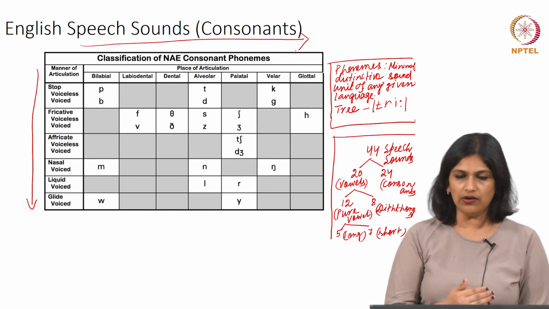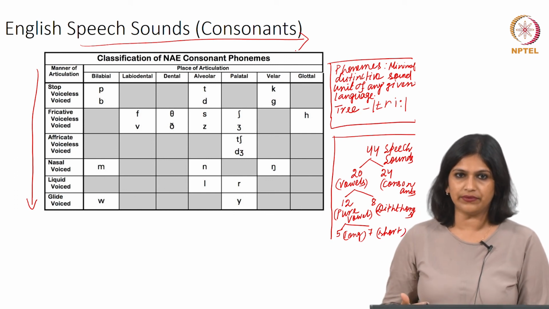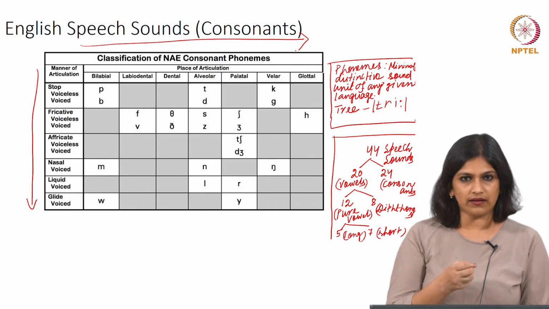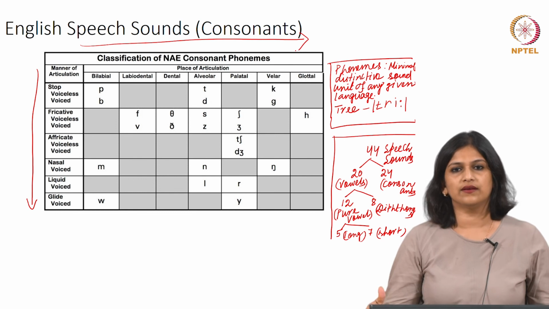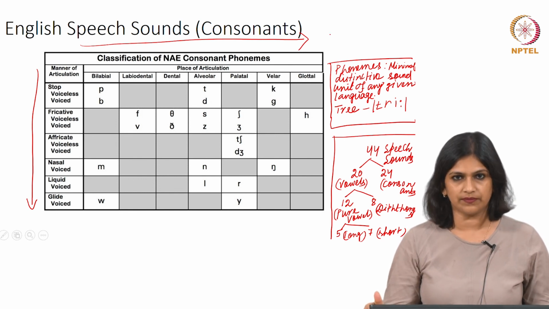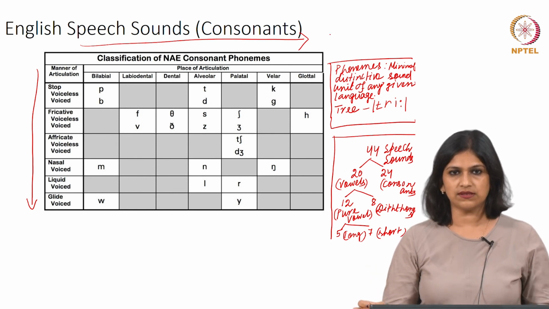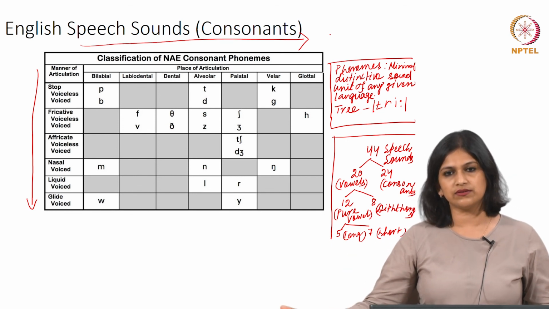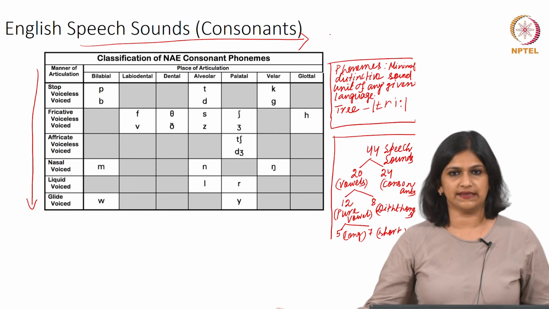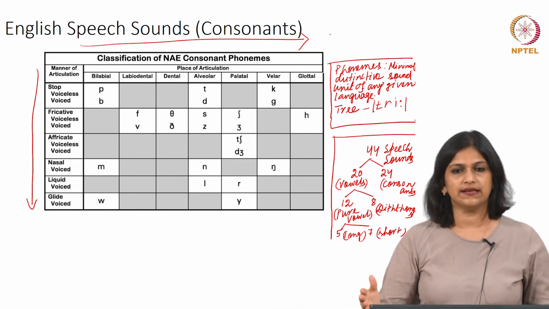So, this is how we classify the consonant sounds of English. The way a sound is produced is the manner of articulation. The place where it is produced is the place of articulation. We will know more about it in the next class. So, this is all about the 24 consonant sounds that English has.